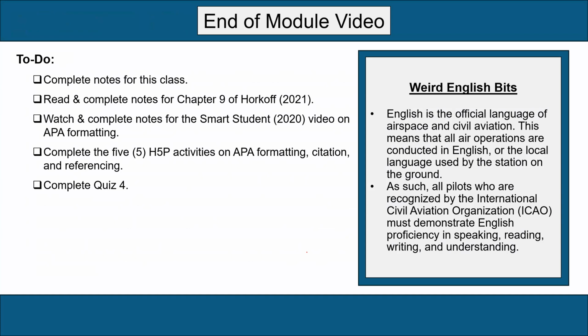So for this module, complete the notes for this class. There is Chapter 9 of Horkoff. There is a video from Smart Student specifically about APA formatting. And because the way you develop these skills is through practice, there are 5 activities on APA formatting, citation, and referencing that you should do before you go on to Quiz 4, which will assess your understanding and ability to use APA.